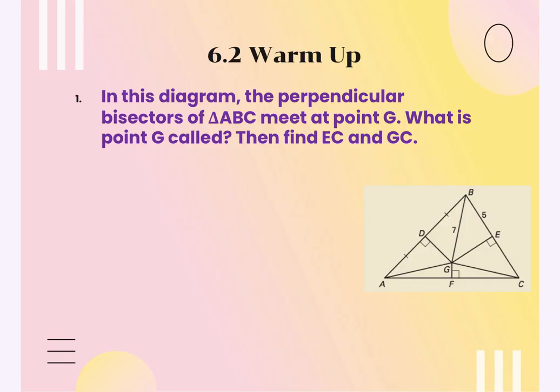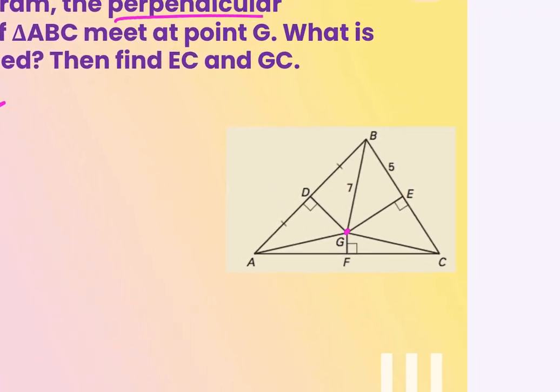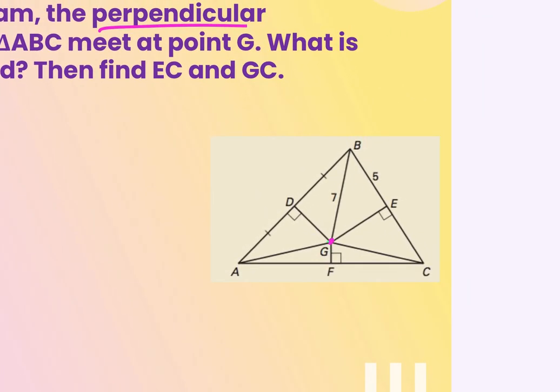All right, 6.2. In this diagram, the perpendicular bisectors of ABC meet at point G. What's point G called? And then find EC and GC. So the point of concurrency for perpendicular bisectors is the circumcenter. And it meets at a point that's equidistant from the vertices. So these are all congruent.